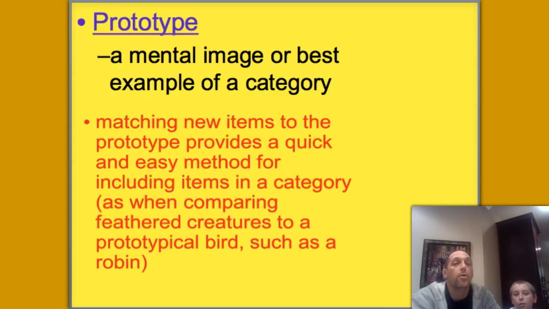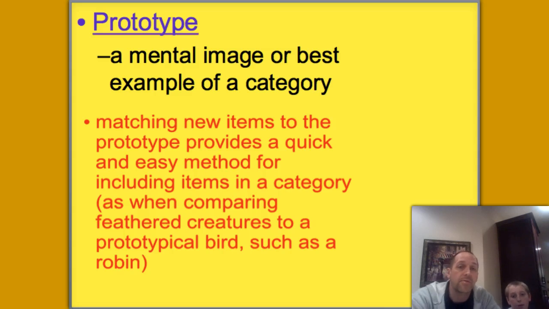And this is where we get prototypes, a mental image or best example of a category. When I say chair, you probably have a prototype of a chair in your mind, the one that is the most like a chair. An image in your mind.